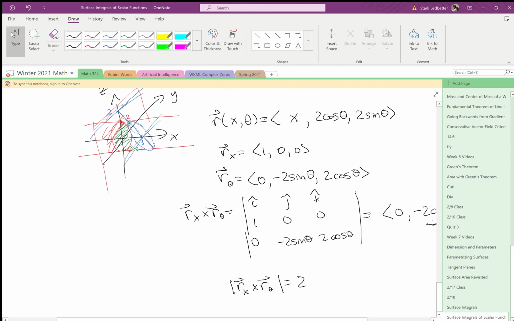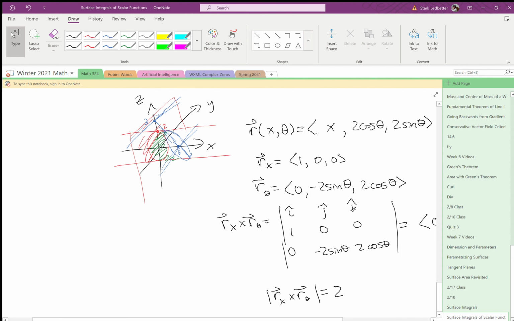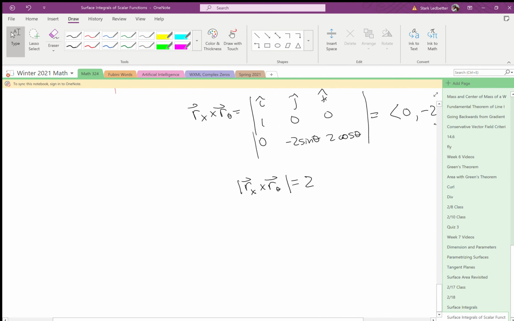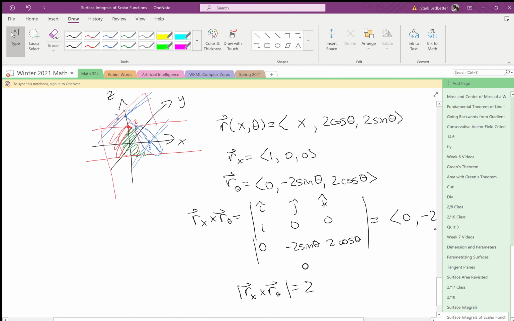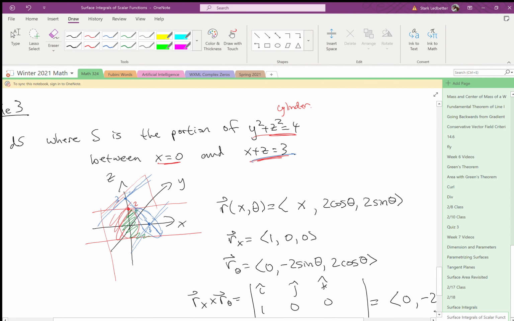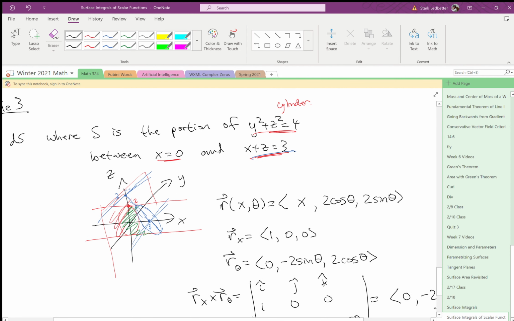Now we need 4y, right? So the integral: y is 2 cosine theta, so 4 times 2 cosine theta is 8 cosine theta, and then another 2, so this is 16 cosine theta. And then we need to figure out the bounds for x and theta in this weird cylindrical region. So theta tells you how far around the circle. We're going to go all the way around, so theta is going to go from 0 to 2 pi.